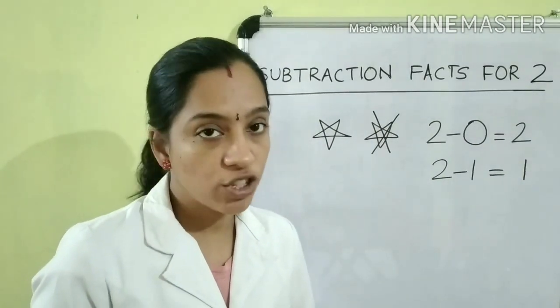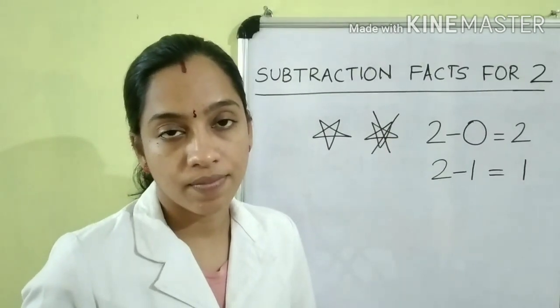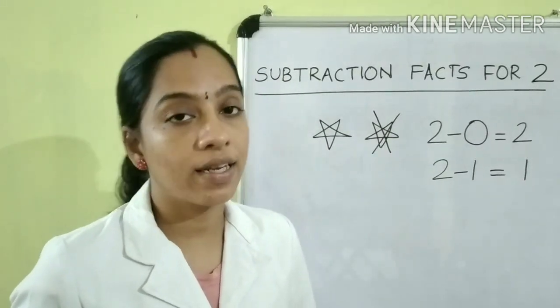Next, I am going to subtract 2 stars from these 2 stars. That is 2 minus 2.